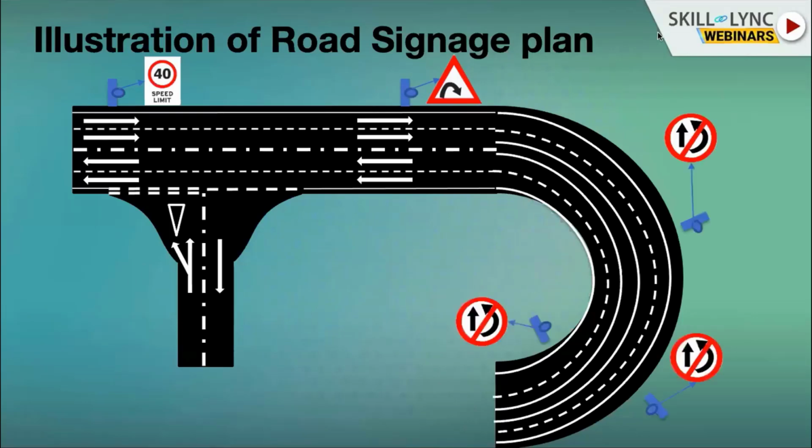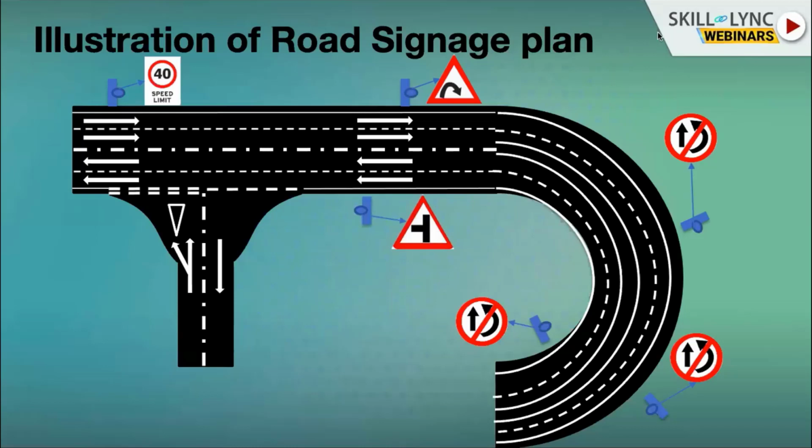Then while traveling on this sharp horizontal bend, the driver needs to be warned that there's a prohibition of overtaking on this, which is demarcated using a double solid continuous road marking as well, which we will take up when we come to the development of the road marking plan.